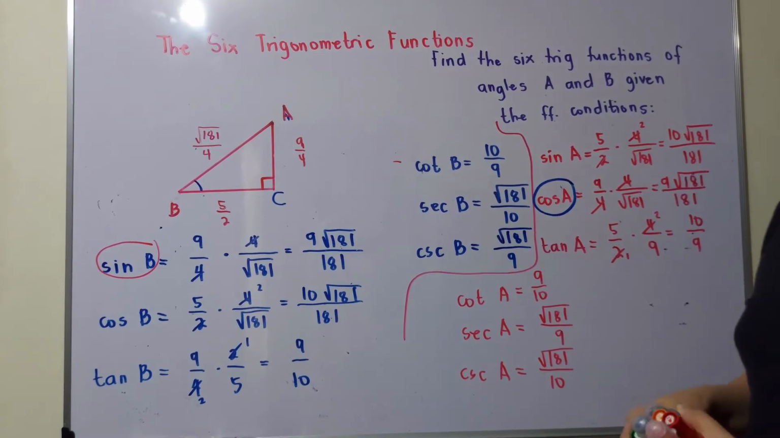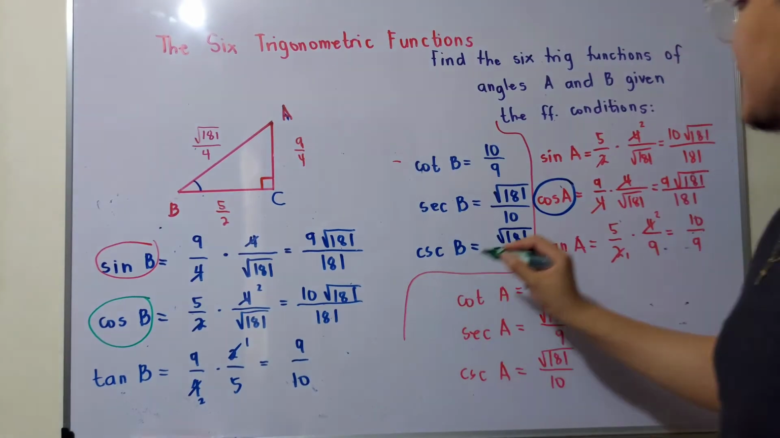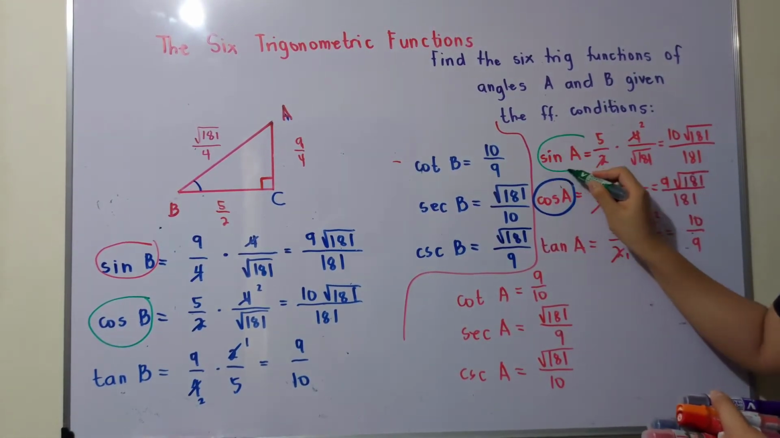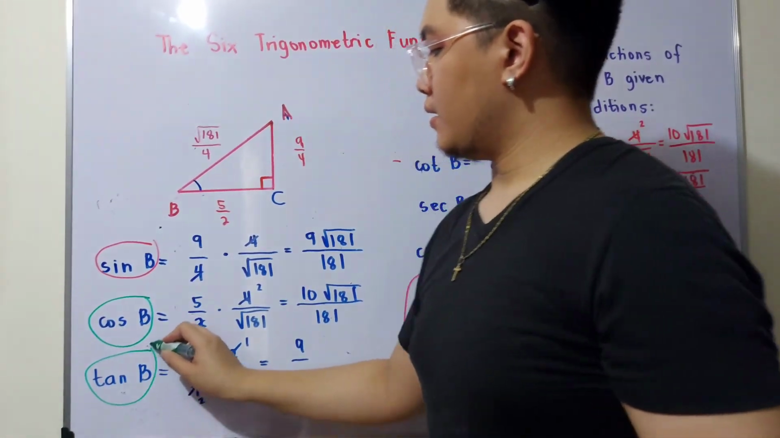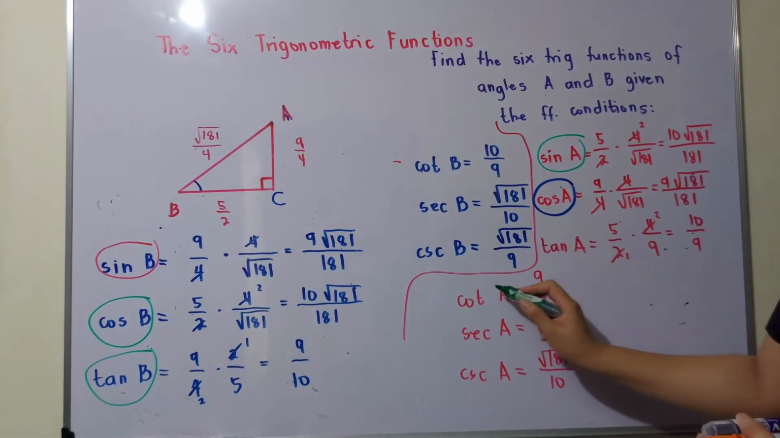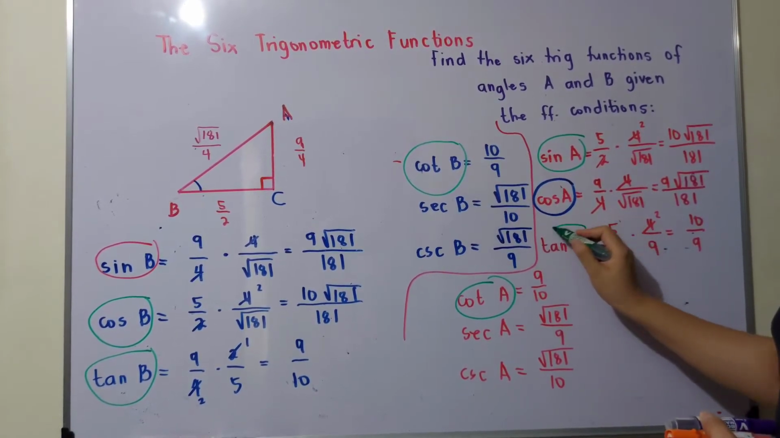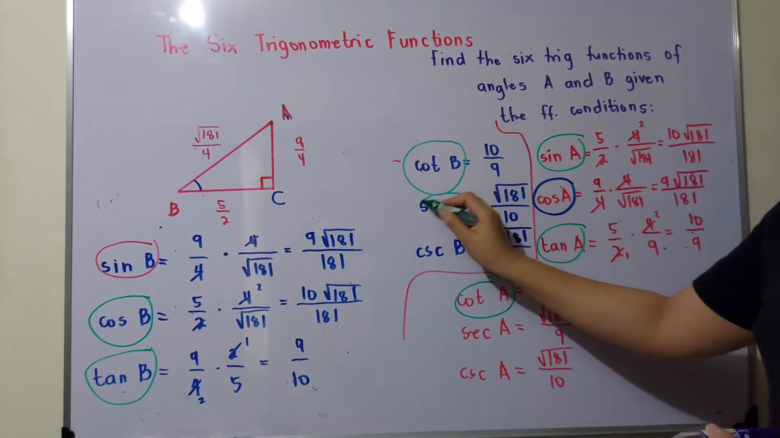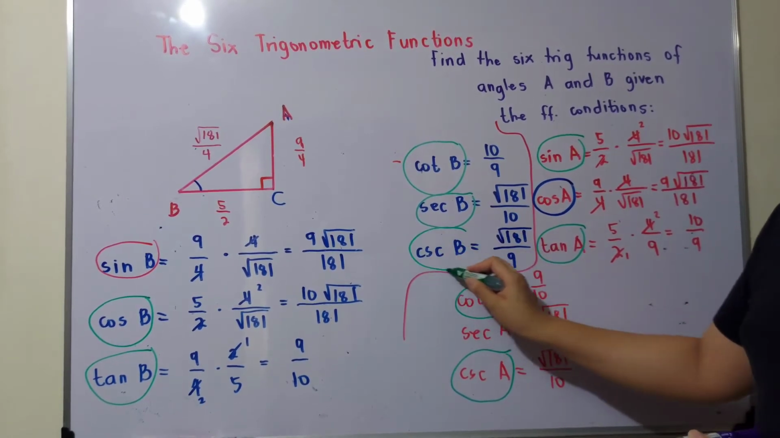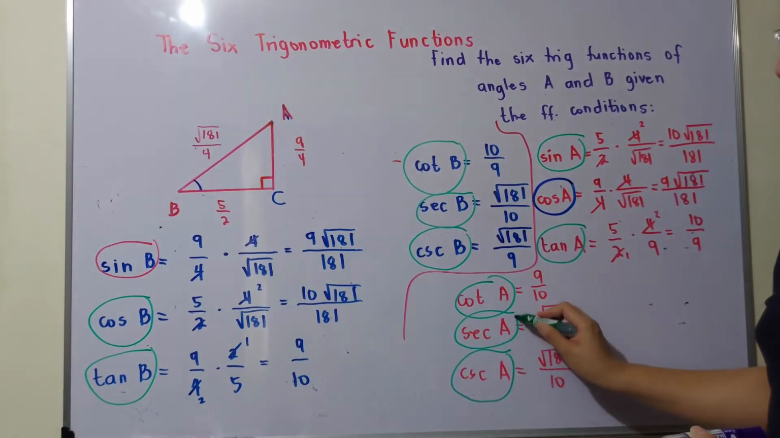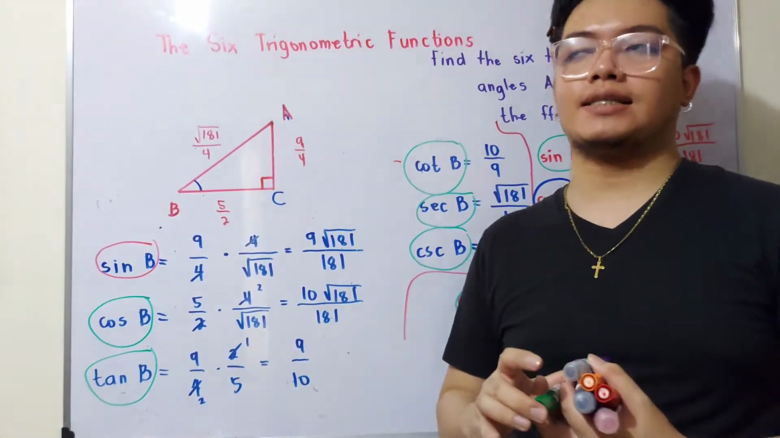Tapos yung cosine B equal sa sine A. Yung tangent B equal sa cotangent A. Yung cotangent B equal sa tangent A. And then yung secant B equal sa cosecant A. And then finally yung cosecant B equal sa secant A. So ayan yung tinatawag natin na co-function identities.